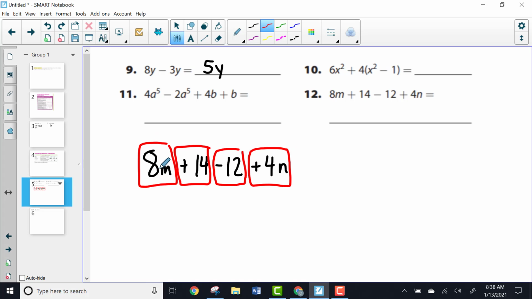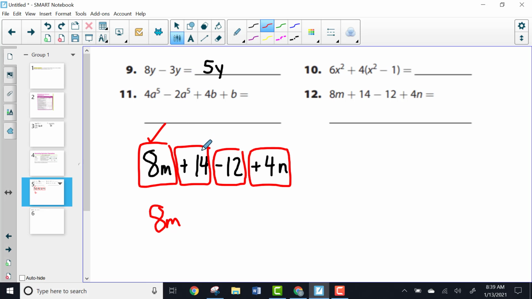First thing we do is take a look at 8m. Is there any like term with 8m? There is not. Even though we have another coefficient here, it's not the same variable or raised to the same power. So we're just going to write 8m under here, because there's nothing to combine it with. So we're finished with that.